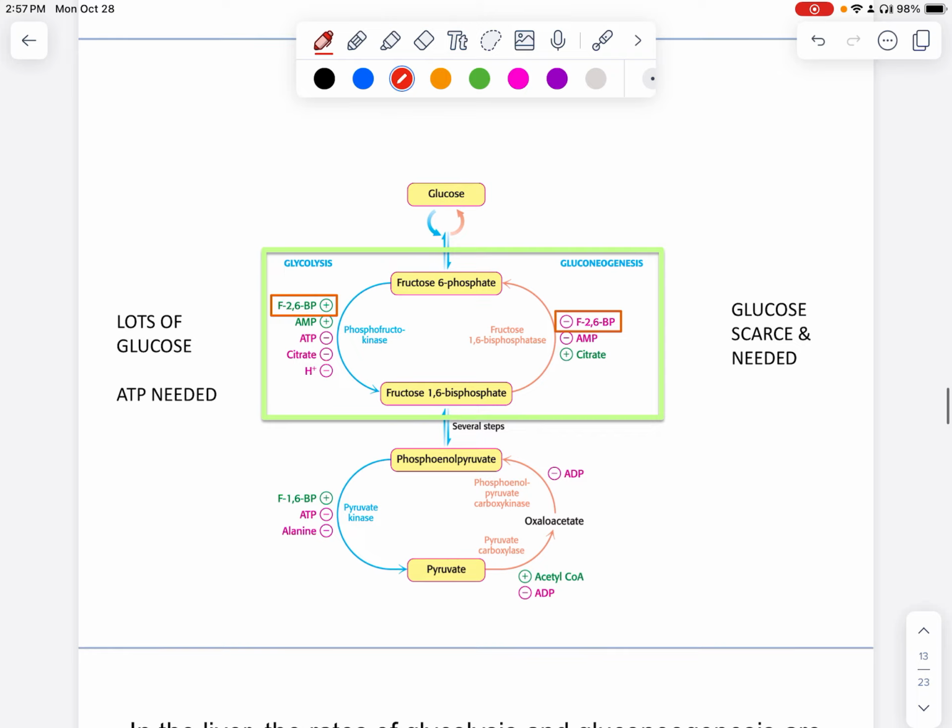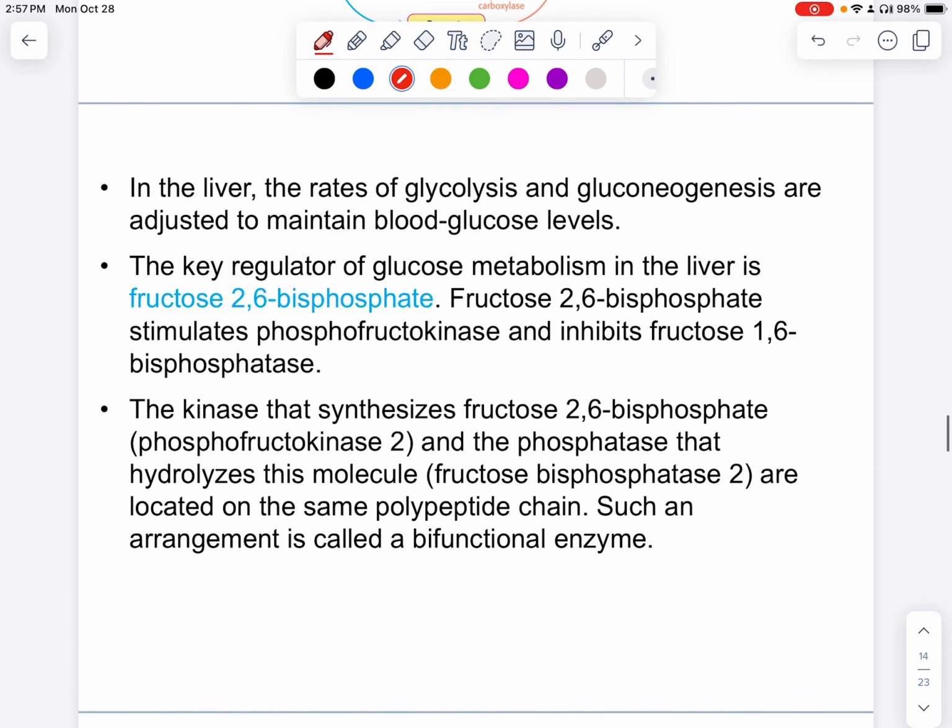All right, so let's go back now and look at how it does that. Okay, bunch of words first. We're going to look at the enzyme. So in the liver, rates of glycolysis and gluconeogenesis are adjusted to maintain blood glucose levels. The key regulator of glucose metabolism in the liver is this fructose 2,6-bisphosphate. It stimulates the PFK and slows down the fructose 1,6-bisphosphatase. Speeds up glycolysis, slows down gluconeogenesis.